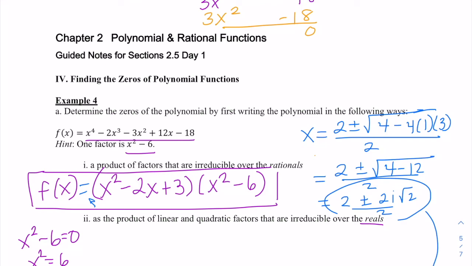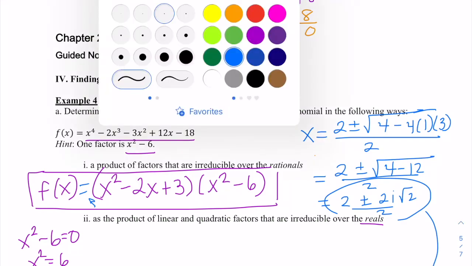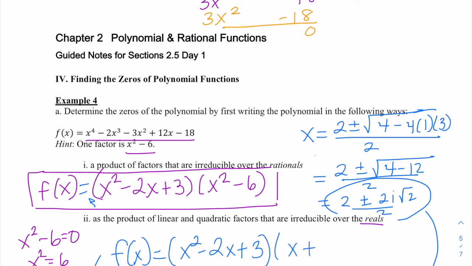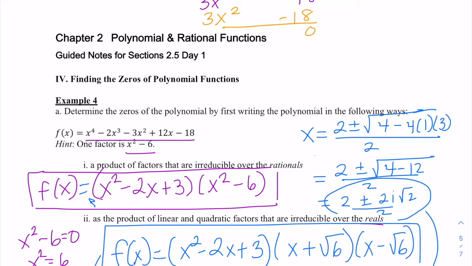Okay, so when we want to factor this over the reals, we can have radicals. These are good, but we cannot have imaginaries. So I'm going to say this is f of x, and we're going to leave the trinomial in place because we cannot factor it without using imaginary roots. And this will be x plus root 6 and x minus root 6. So that's being shown irreducible over the reals. All right, now let's continue on.